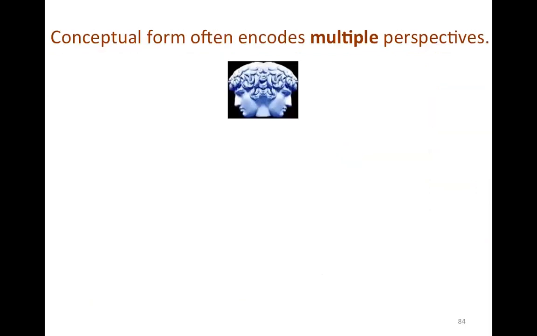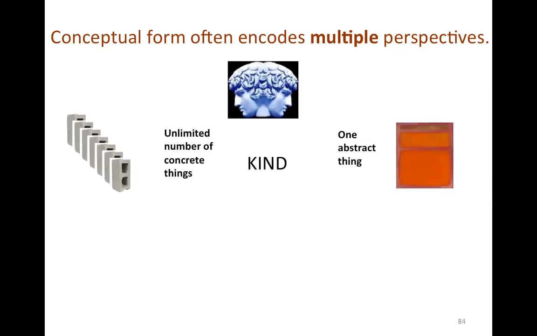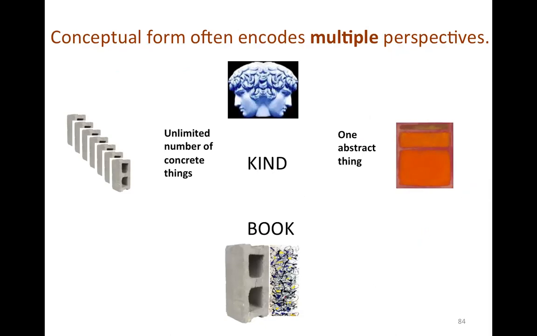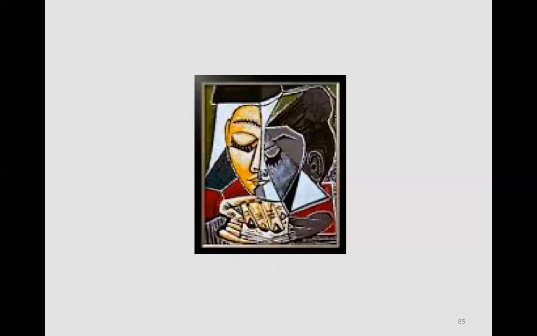But before we get there, I want to point out that conceptual form often encodes multiple perspectives. So for example, when we think of a kind, we can think of one abstract thing or an unlimited number of concrete things. When we think of a book, we can think of it as being simultaneously abstract and concrete. And so what conceptual form does is it provides a representation which is less like a photograph and more like a cubist painting, in that it provides multiple perspectives from which to think about the things that it allows us to think about.